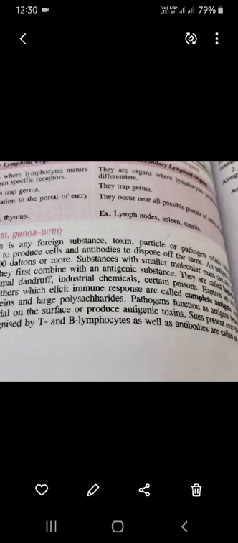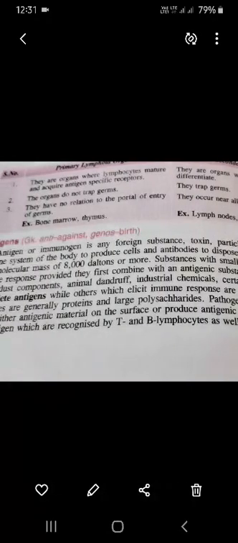Substances with smaller molecules can also produce an immune response provided they first combine with an antigenic substance. They are called haptens. For example, drugs, dust components, animal dandruff, industrial chemicals, certain poisons. Haptens are also called incomplete antigens, while others which elicit an immune response are called complete antigens.